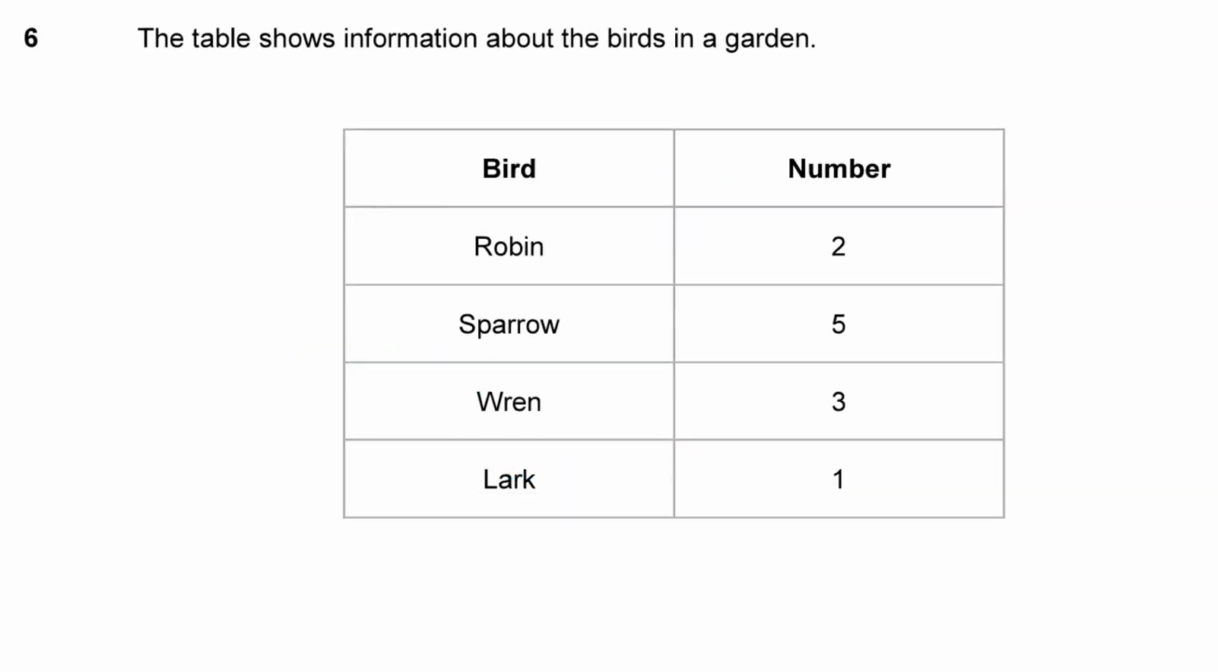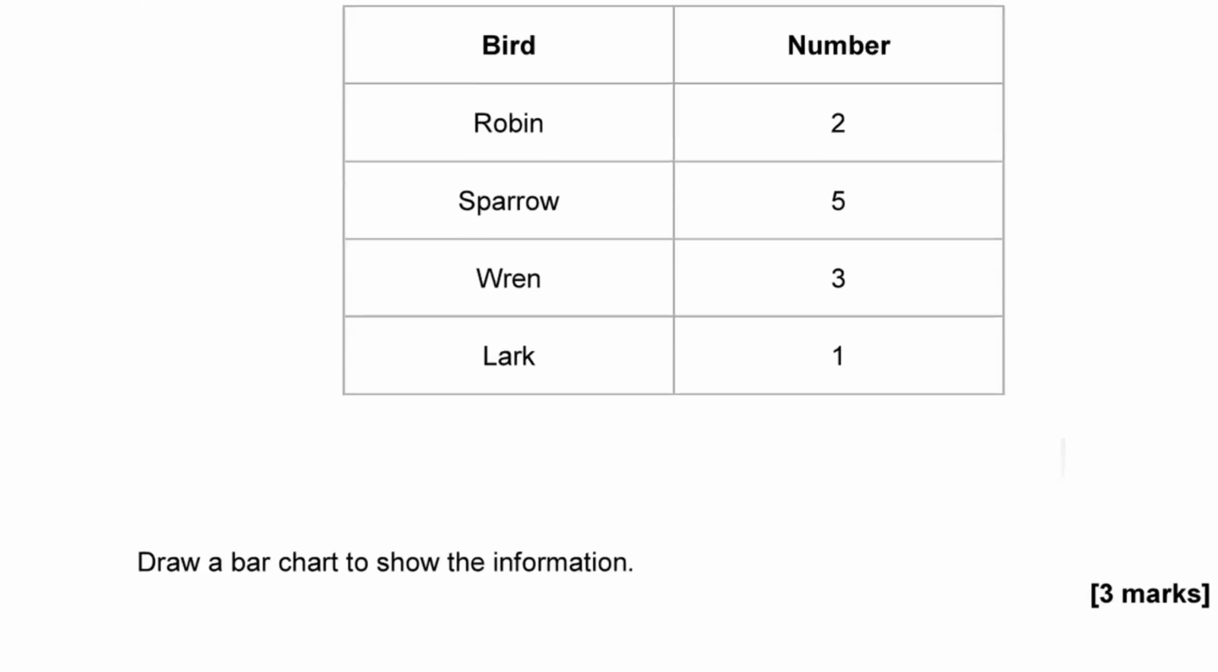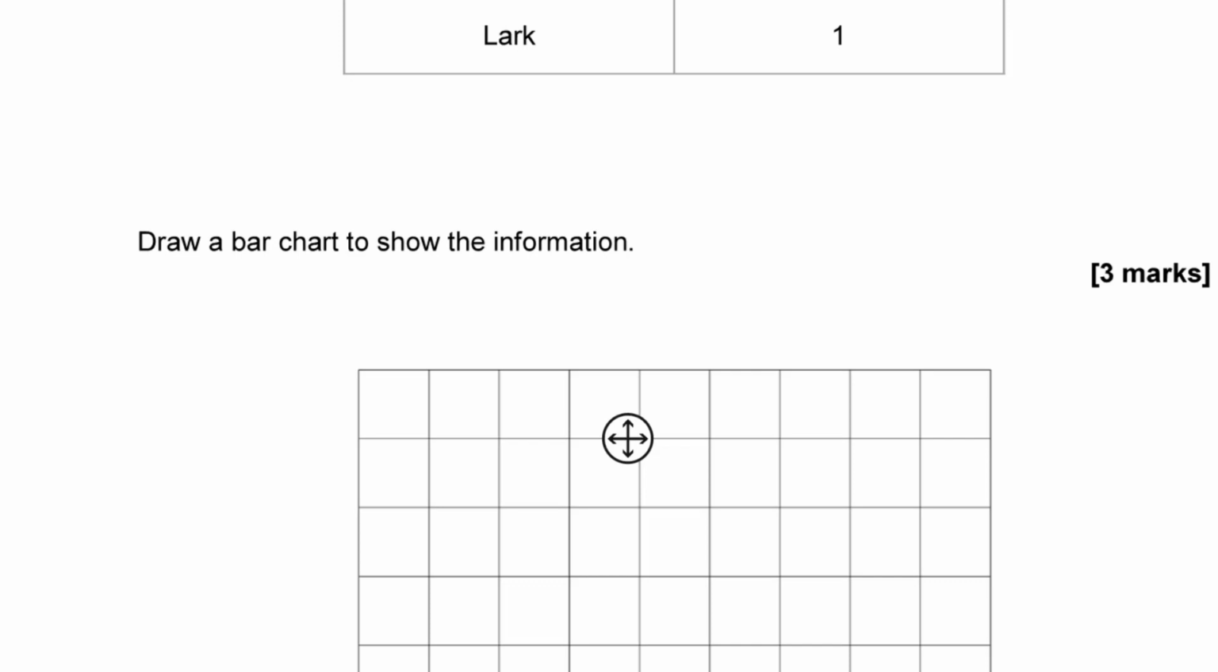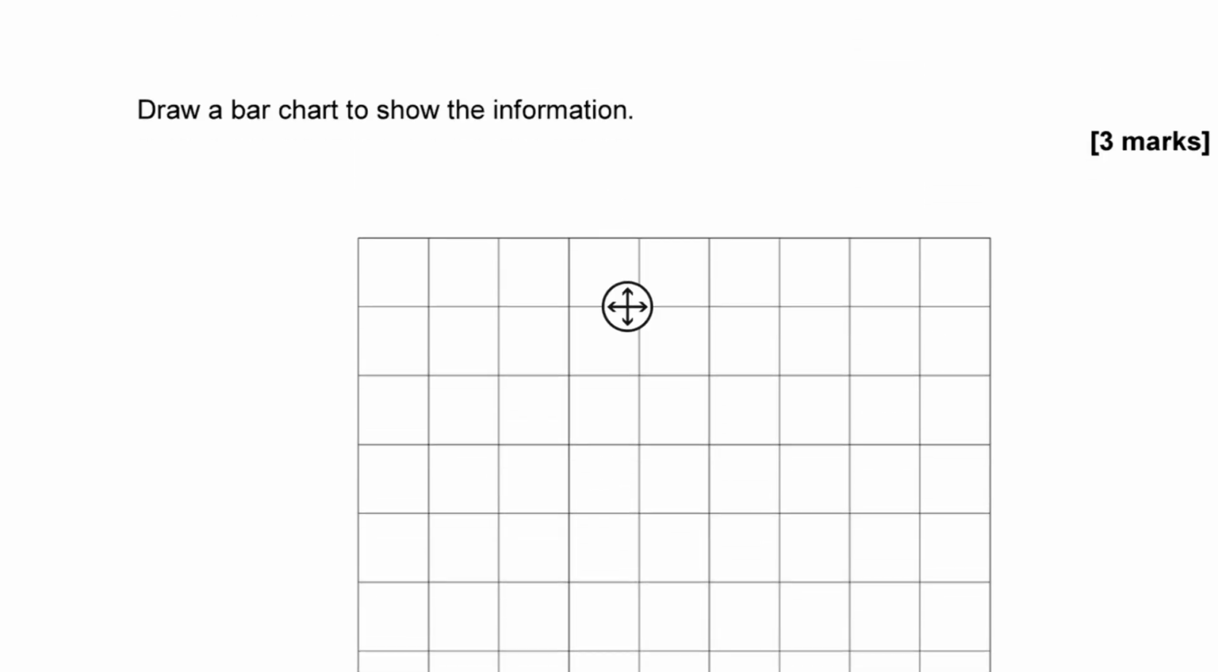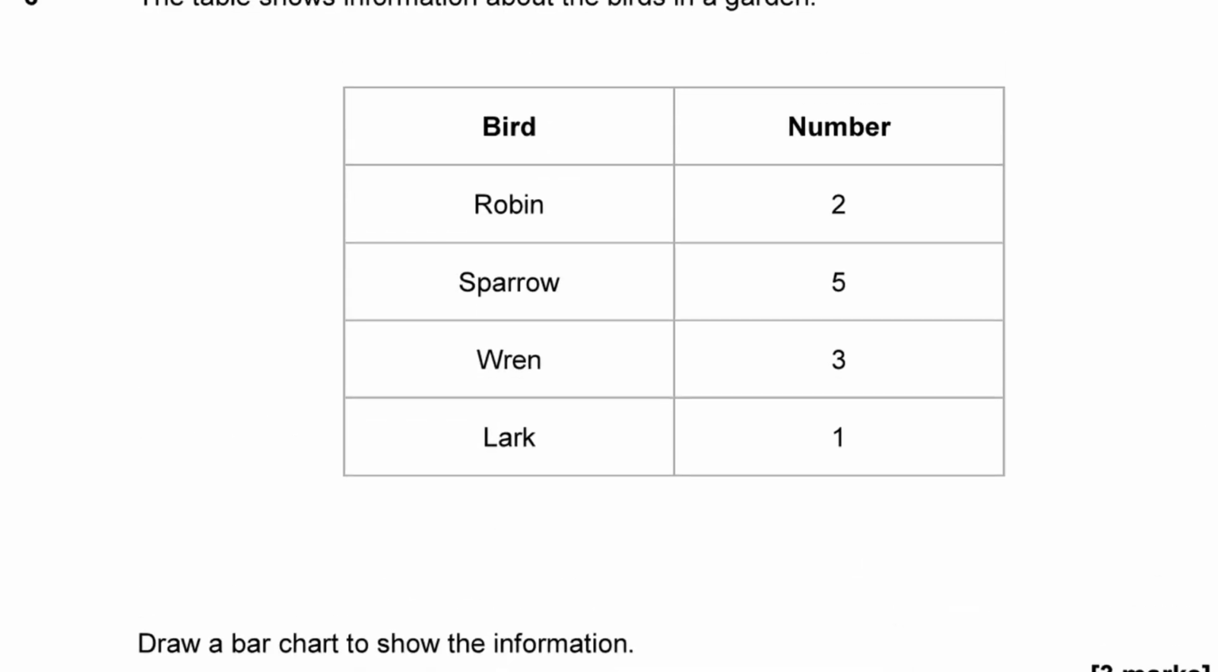Question 6. The table shows information about the birds in a garden. So we've got different birds, robins, sparrows, wrens and larks, and there's the number of times they appear in the garden. So we've had 2 robins, 5 sparrows, 3 wrens and a lark appearing. And we need to draw a bar chart to show that information. Okay? So with a bar chart, we need to have the frequency up the side, and we can have the names of the bird along the bottom. Now this is discrete data, so our bars should not be touching when we draw these bars. You need to have a space between each one.